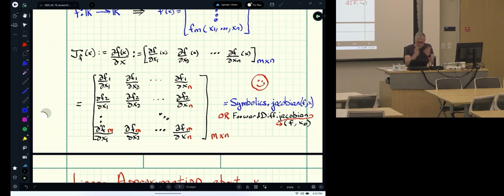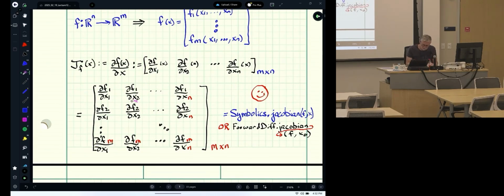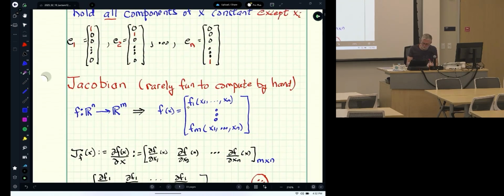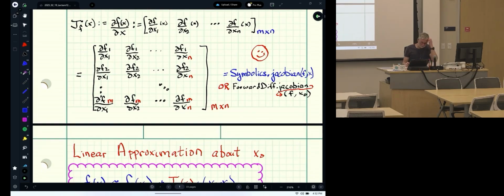When you write it out, it's kind of frightening, but it's straightforward to figure out what goes in which entry because, for example, here, the second component of f with respect to x2 is the (2,2) entry of the matrix. The second row, first column is the second row of the function and then the first variable x1, etc. And we only compute these things by hand for toy problems.